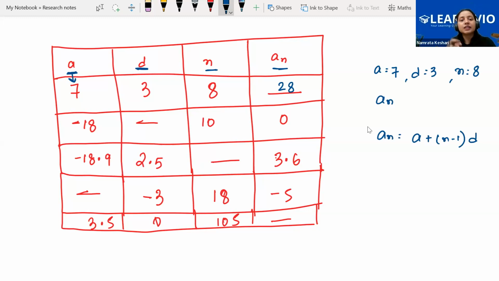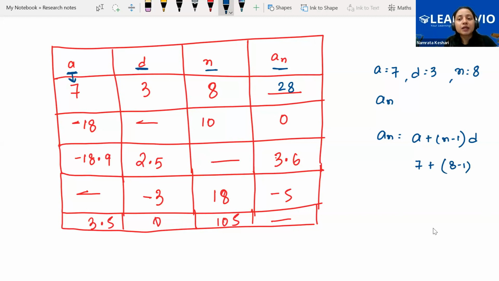These are the four: A, D, N, and AN. Three of them are given in this row and column form, and one is missing. So we will find the missing one with the help of the same formula, that is AN is equal to A plus N minus 1 into D. For the first one, A is given as 7, N is given as 8. N is equal to 8 means we are trying to find the 8th term.